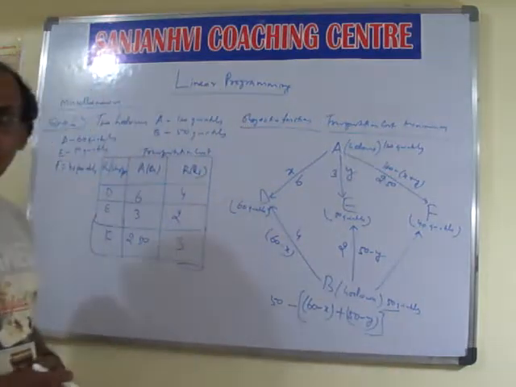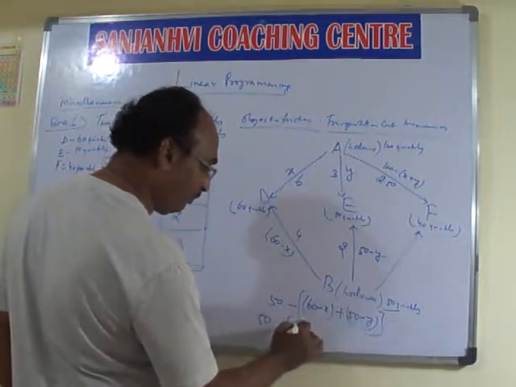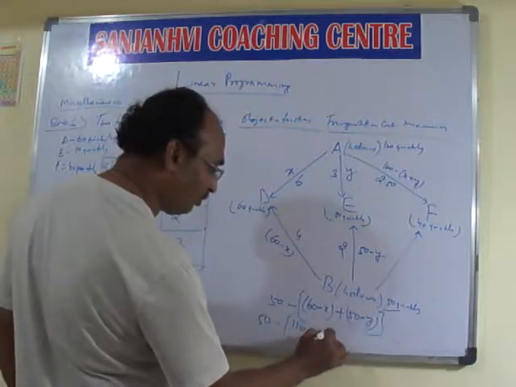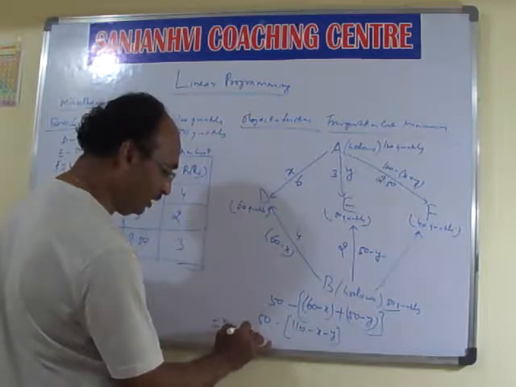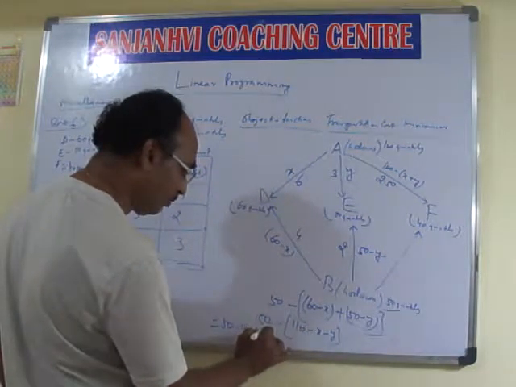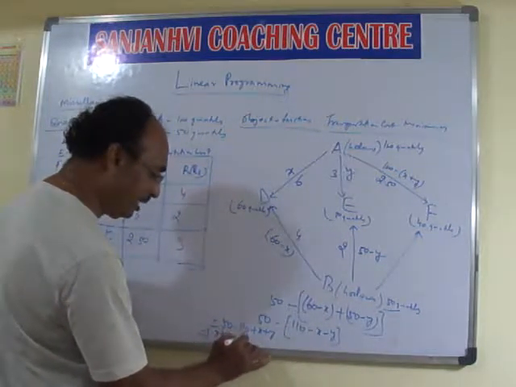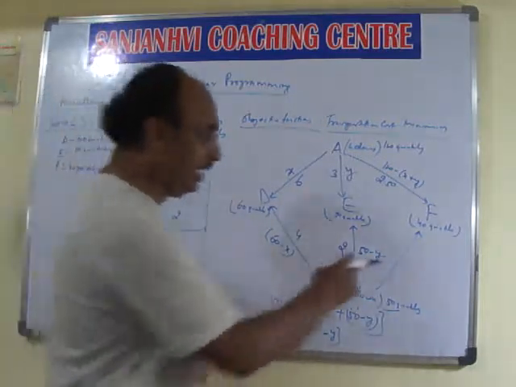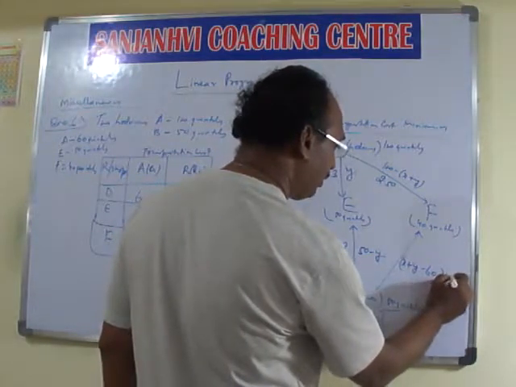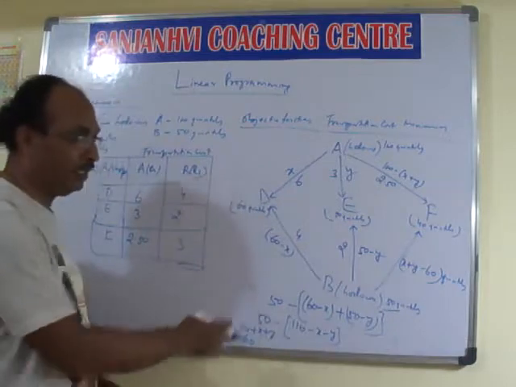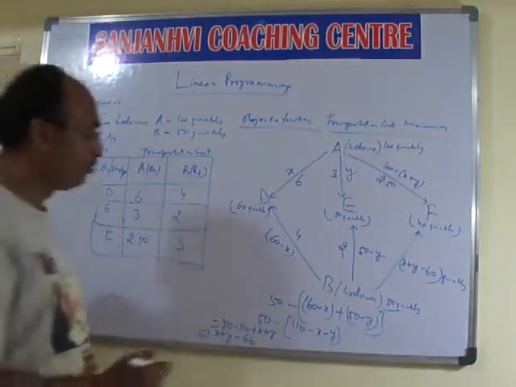So the remaining is how much? 60 plus 50 is 110, minus X minus Y. Then 50 minus 110, and this one will become plus. So X plus Y minus 60. So it can give to F X plus Y minus 60 quintals. With this logic, you have to get that. And what is the transportation cost? 3 rupees.